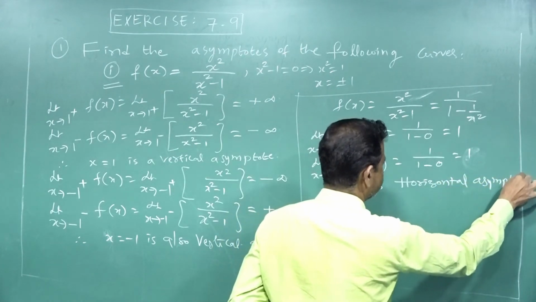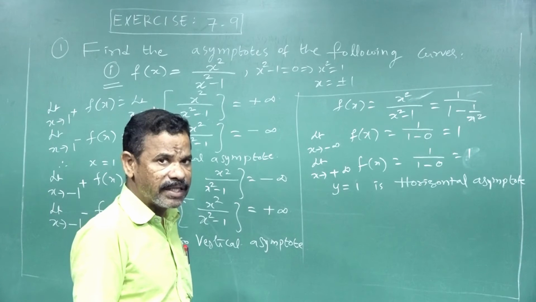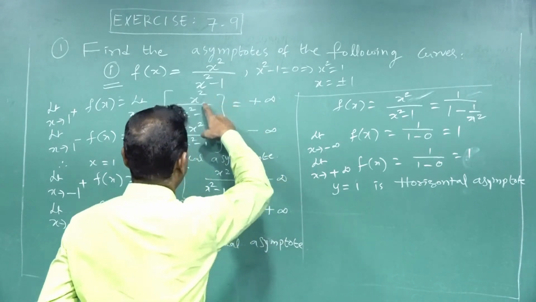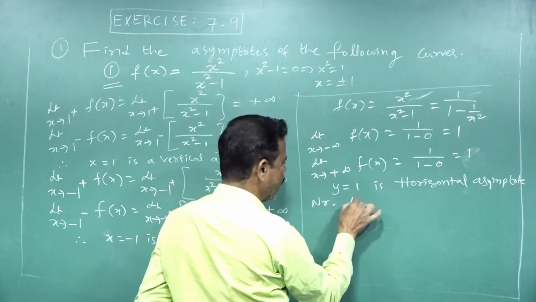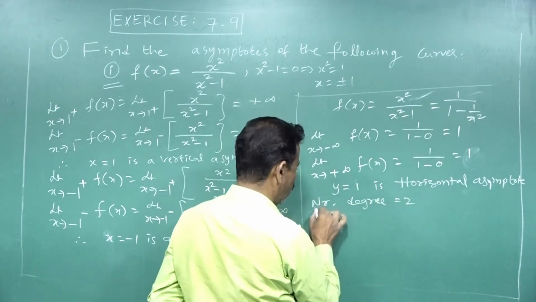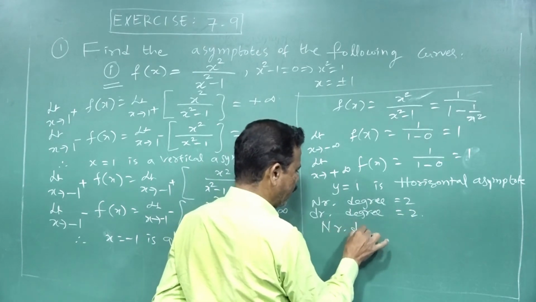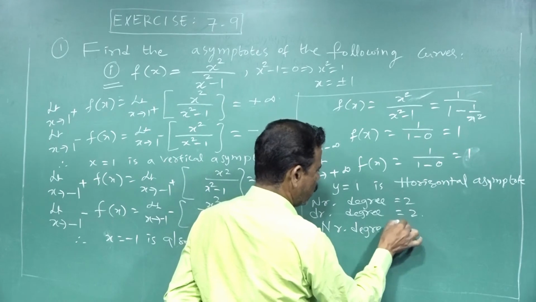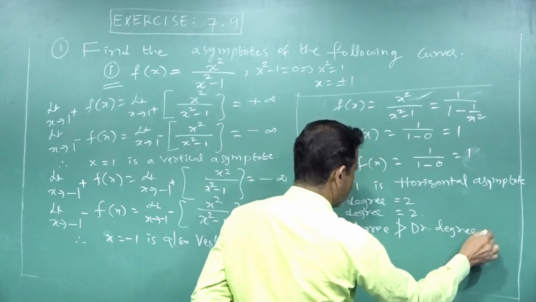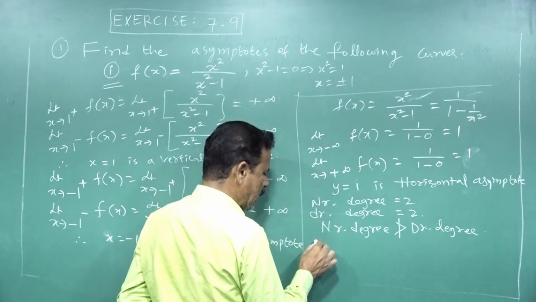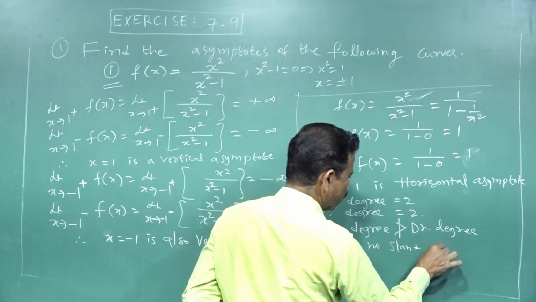Horizontal asymptote. Okay. So now next, is there a slant asymptote or not? Here the numerator degree is x square and the denominator degree is x square, 2 and 2. So the numerator degree is equal to 2 and the denominator degree is equal to 2. That's why the numerator degree is not greater than the denominator degree. That's why there is no slant asymptote.